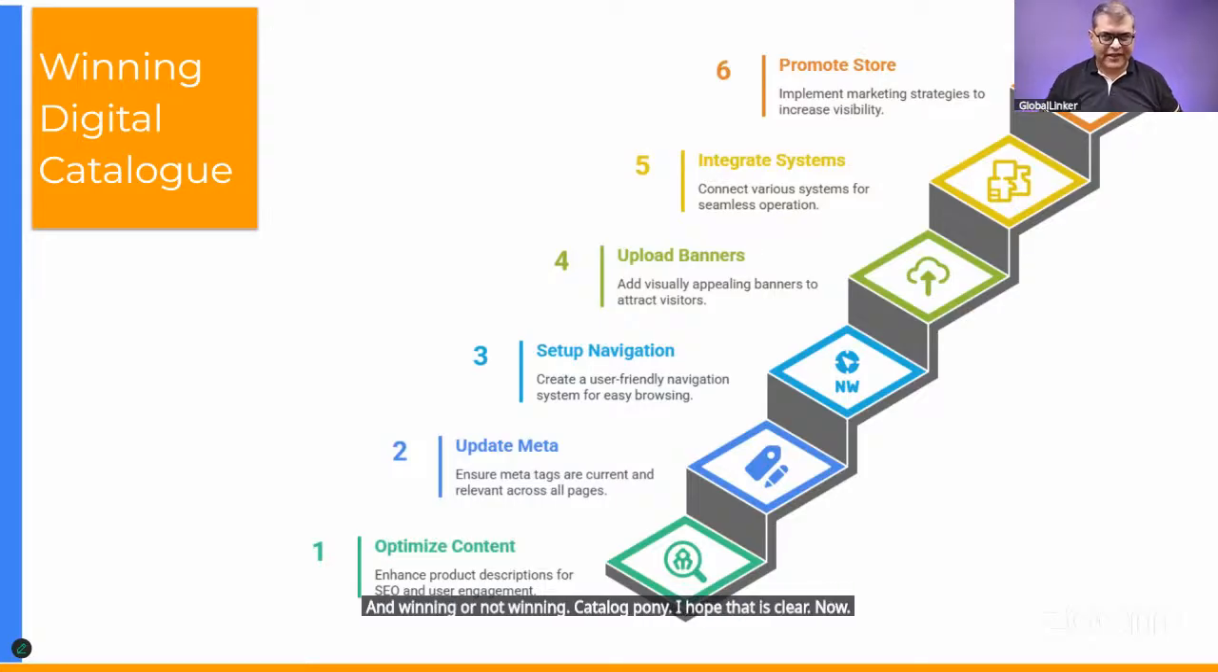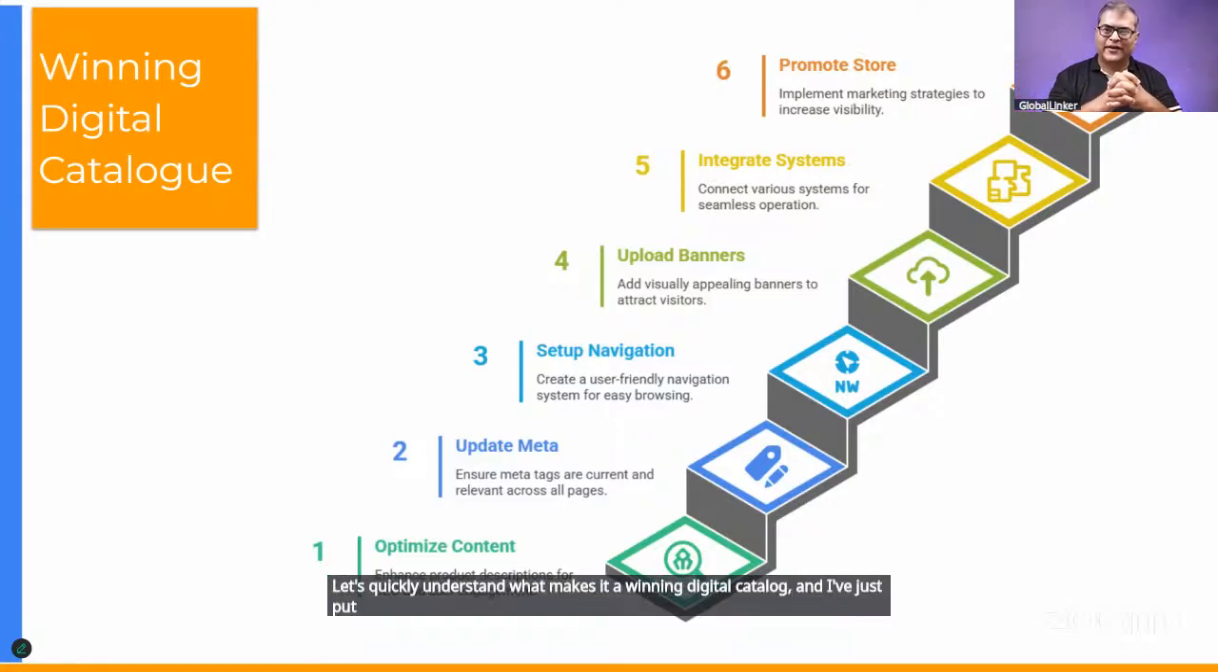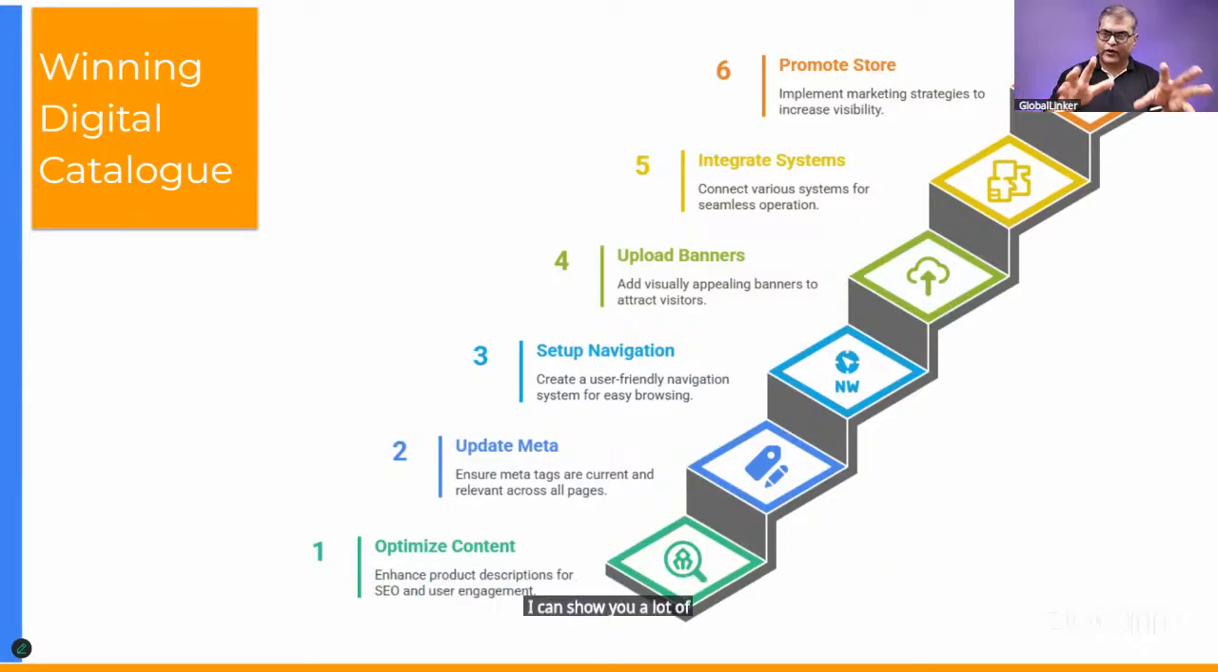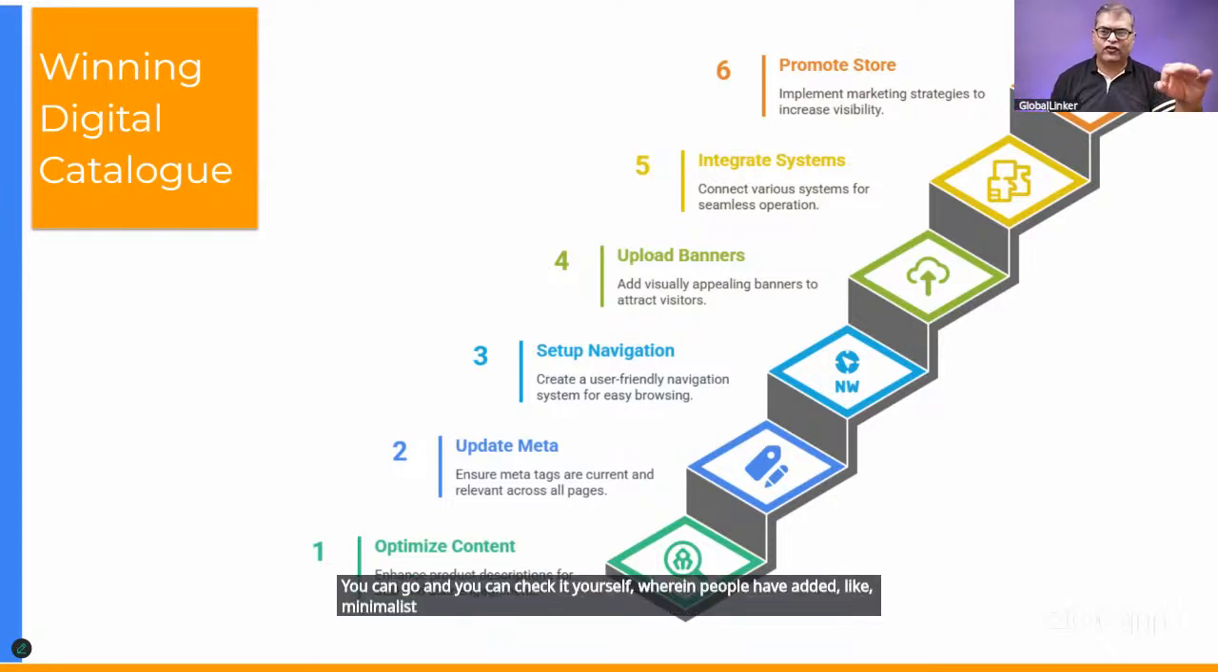Now, let's quickly understand what makes it a winning digital catalog. I've just put it together on one single slide, just 6 points. So the first one is optimized content. Now, I can show you a lot of examples on the Indian Business Portal. You can go and check it yourself, wherein people have added minimalist content, as if there was a competition, like who can write less content about the product. What were you thinking?